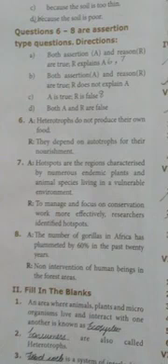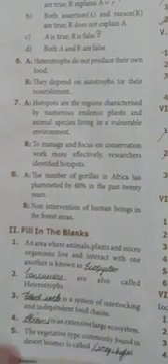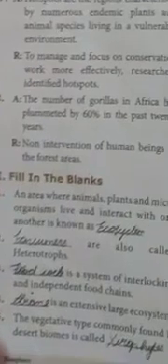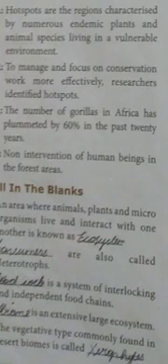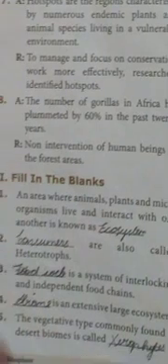Okay. Next, Roman number 2, fill in the blanks. First one, an area where animals, plants and microorganisms live and interact with one another is known as ecosystem. Next, second question, dash are also called heterotrophs. Consumers, consumers are also called heterotrophs.